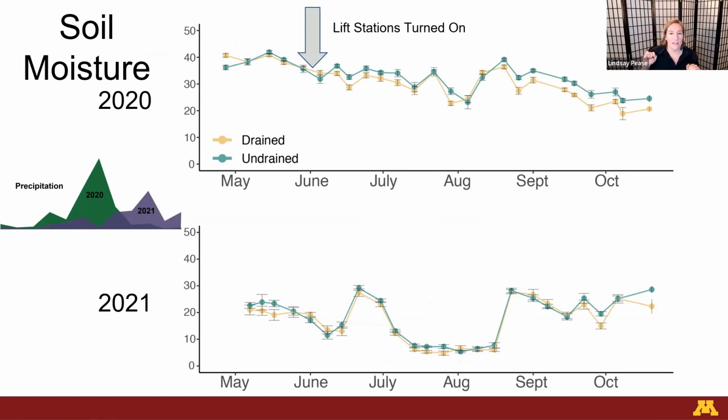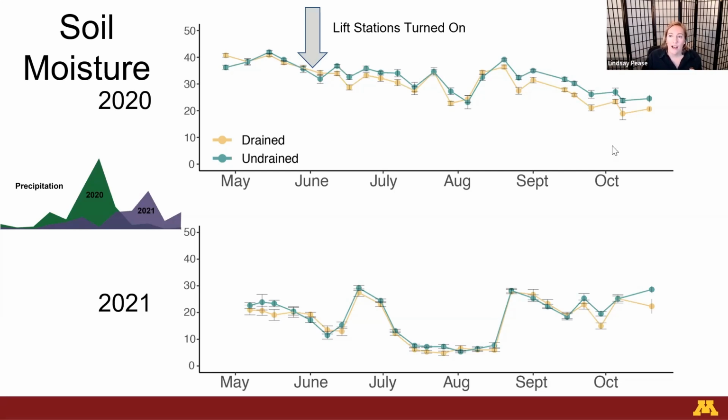So again, the green line at the top is the undrained portion of the field, but the drained portion is lower. So we're seeing that tile drainage work right away. In the first couple of days after we turn the lift stations on, we're starting to see a positive benefit.